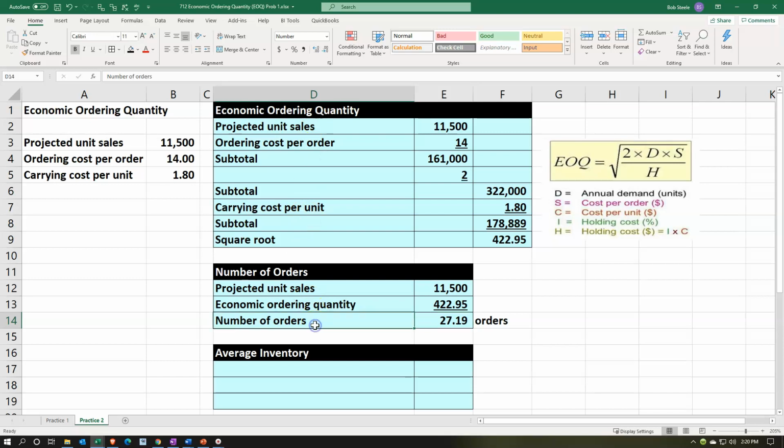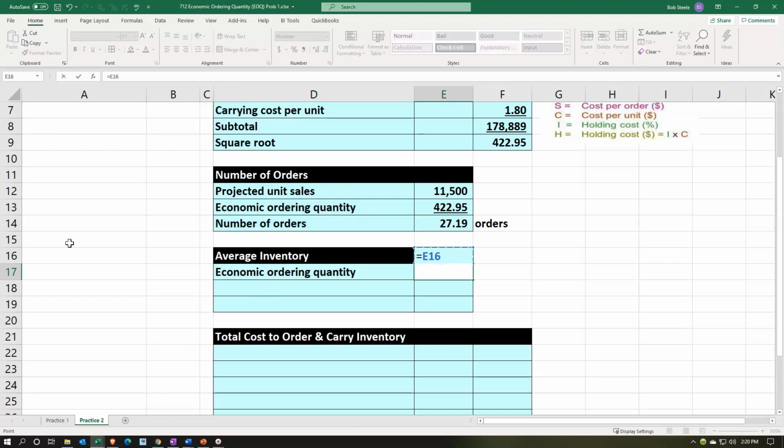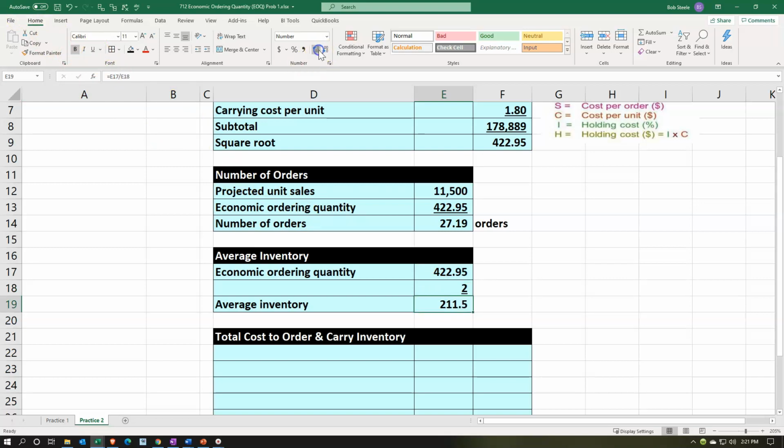So the average inventory, we can then calculate. The average inventory we would calculate as the economic ordering quantity, which is that 422.95. Let's add some decimals. Home tab, numbers, add a few decimals here. We're then going to divide that by 2, and that's going to give us our average inventory. Let's put an underline here. Home tab, font group, underline, add some decimals, home tab, numbers, add a few decimals here.